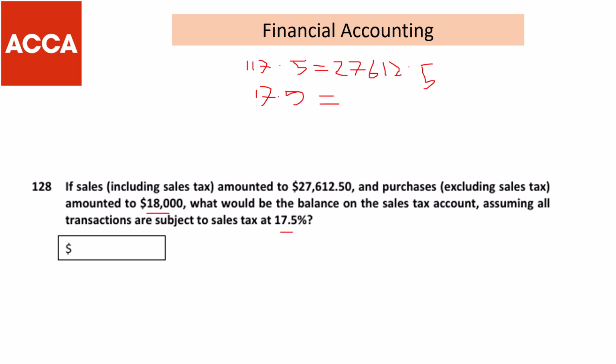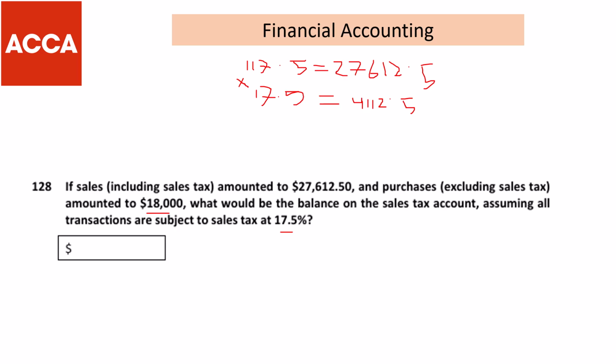So you take 27,612.5, divide by 117.5 and multiply by 17.5. So if you put this in your calculator, it comes to 4,112.5. That is the output tax.